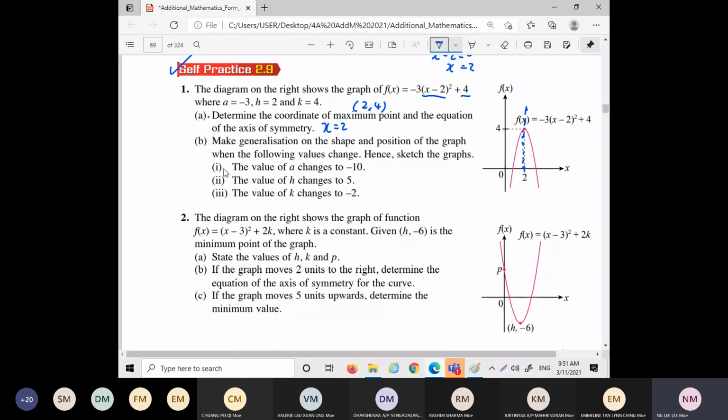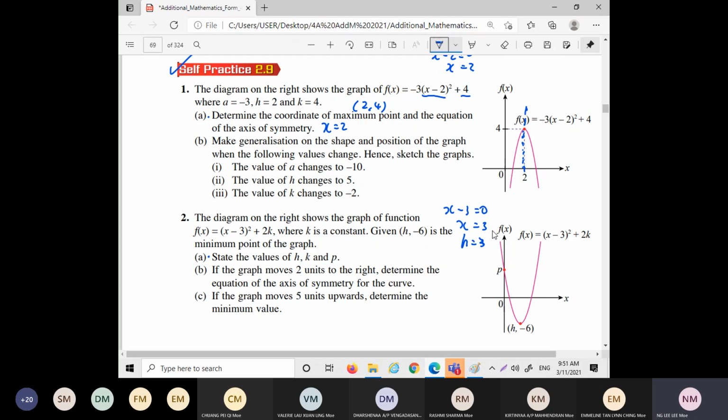For part B, you do like the example. This one also, I will help you maybe. State the values of h, k, and p. This is in vertex form. How do you compare with this? The h is this: x - 3 equals 0, x equals 3. The 3 is the h. Therefore, h is 3, the first one.